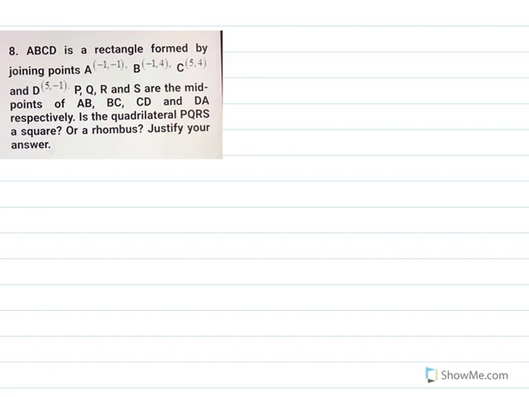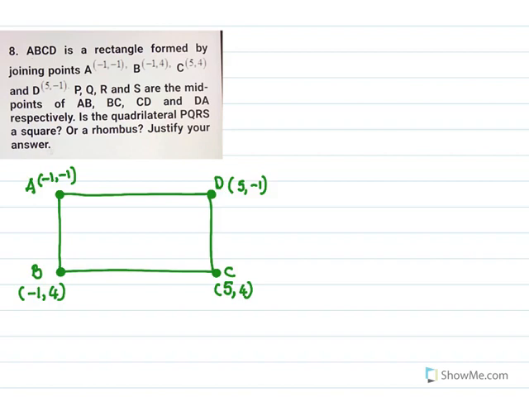So here we start. Here is a rectangle with the four coordinates given to you, and they are saying PQRS are the midpoints. P is the midpoint of AB, so we have P here. Q is the midpoint of BC, so there is Q here, and we have R and we have S. So this is P, this is Q, and R and S.